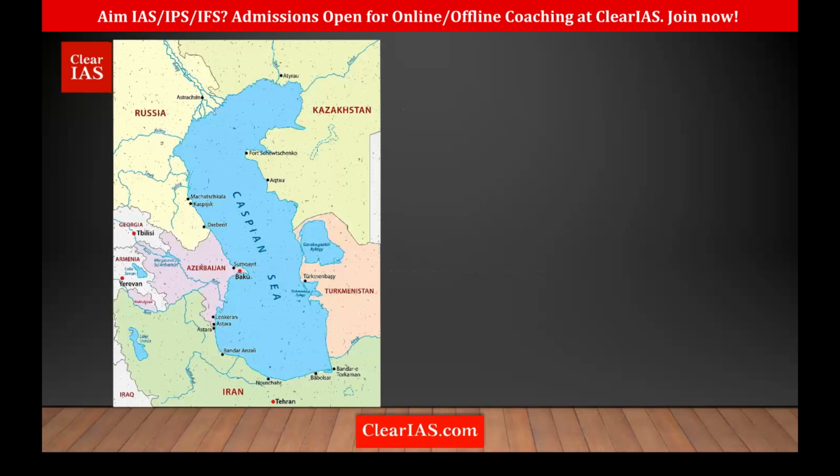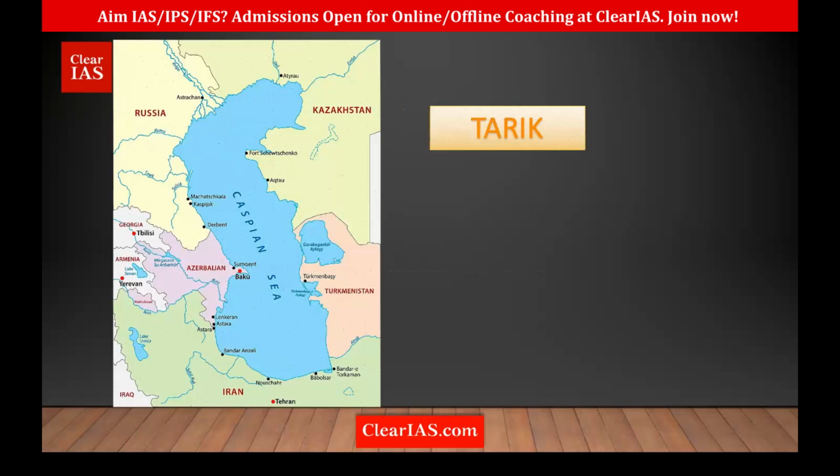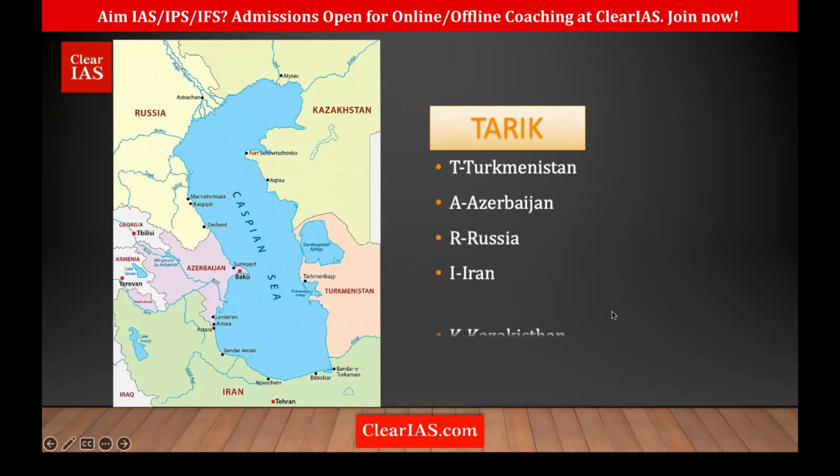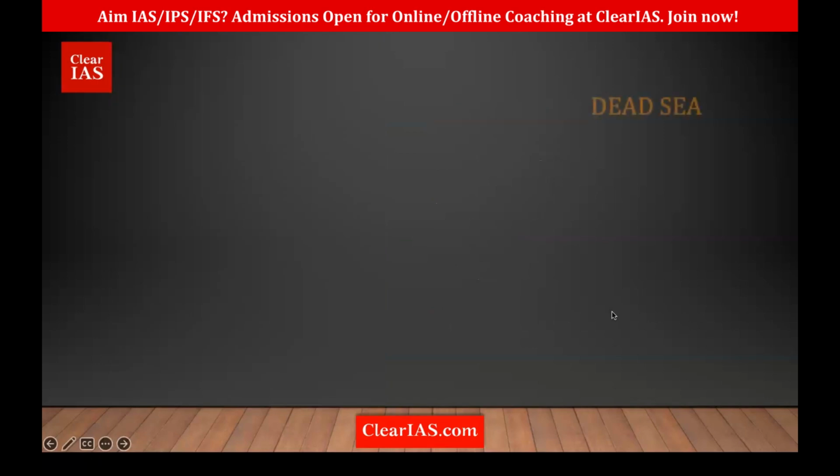We also saw this in the last class. We also saw the bordering states of the Caspian Sea. Which are they? The keyword was Tariq. So it's Turkmenistan, Azerbaijan, Russia, Iran, and Kazakhstan. Turkmenistan, Azerbaijan, Russia, Iran, and Kazakhstan.